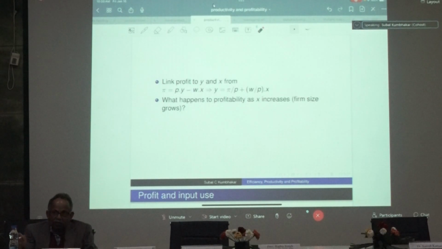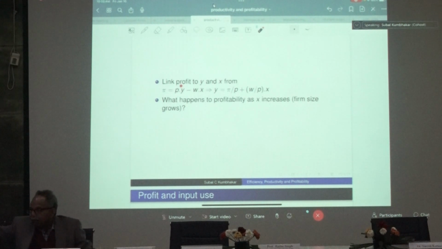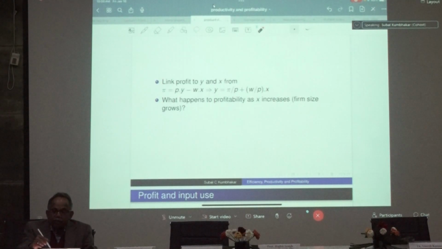Because output, remember, I was saying that's kind of a physical measure, right? It's not value terms. So you define it as revenue, which is P, output price, times output Y, and then we are using only one X, because that will help me to draw the graph. You can have many X's. W is the price of X. So if it is labor, W is the price of labor, and X is labor. So this is the cost of input X, and that's kind of the definition of profit.